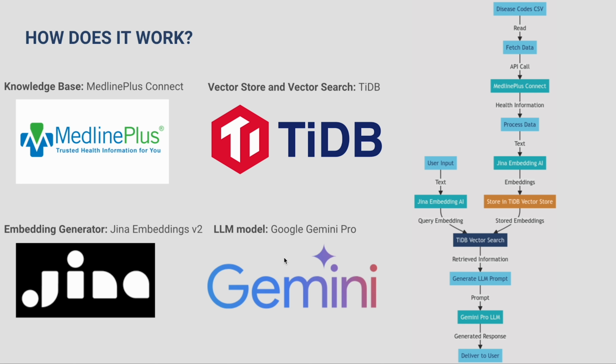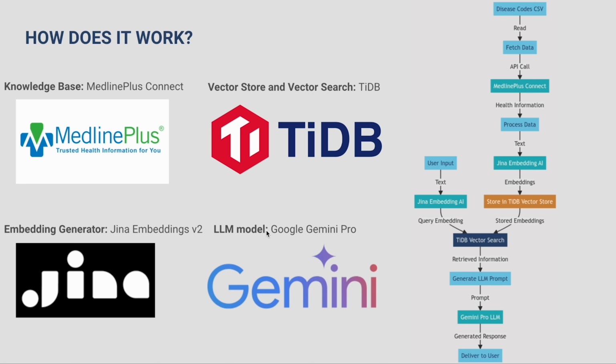I used MedlinePlus Connect for data collecting that will be used for the knowledge base. This is an open, reliable, and up-to-date source for health information. Next, for search capability, I used Jina Embeddings AI as an embedding generator that transforms words to embeddings for semantic search. Embedded data will be stored in TiDB Vector Store so that I can use TiDB's built-in vector search function for retrieving data. TiDB Vector Search function is used to get the most related information. This information is the key context for the text generation prompt.